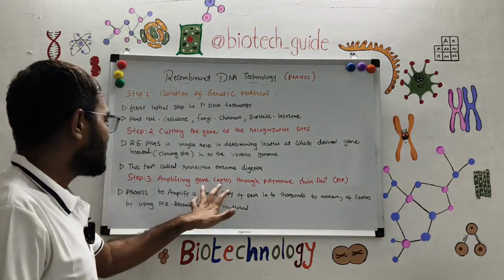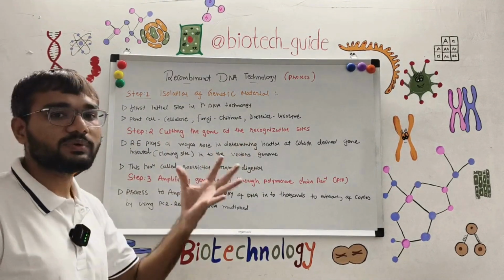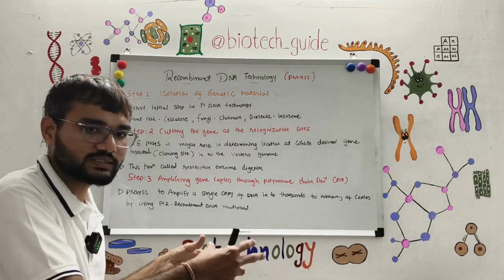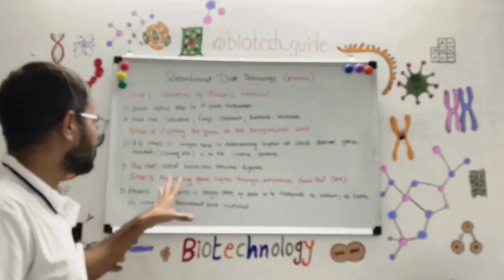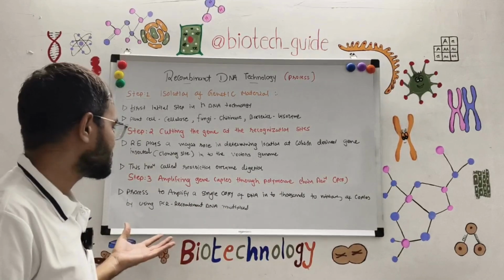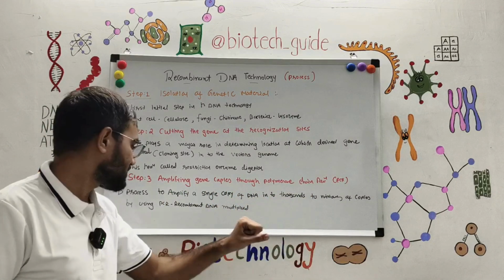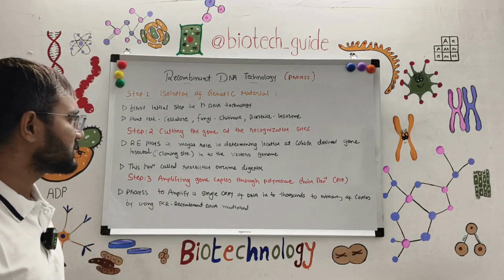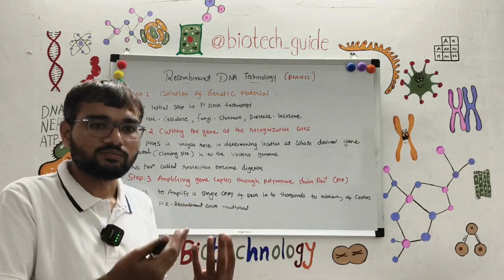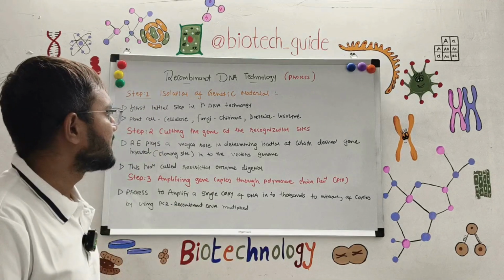Then the third step, amplifying gene copies through polymerase chain reaction. After producing the recombinant plasmid, that means a plasmid which has our desired gene of interest, it goes for an amplification process through polymerase chain reaction. As we know, PCR is the process to amplify a single copy of DNA into thousands to millions of copies, right? Using this PCR technique, the recombinant plasmid proceeds to generate multiple copies of the recombinant DNA.